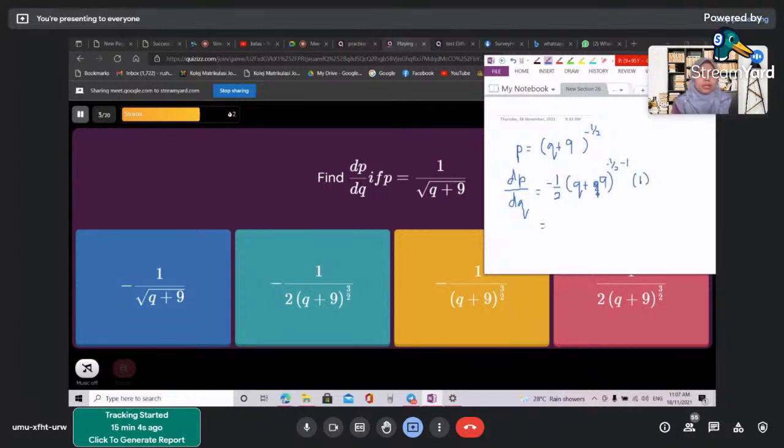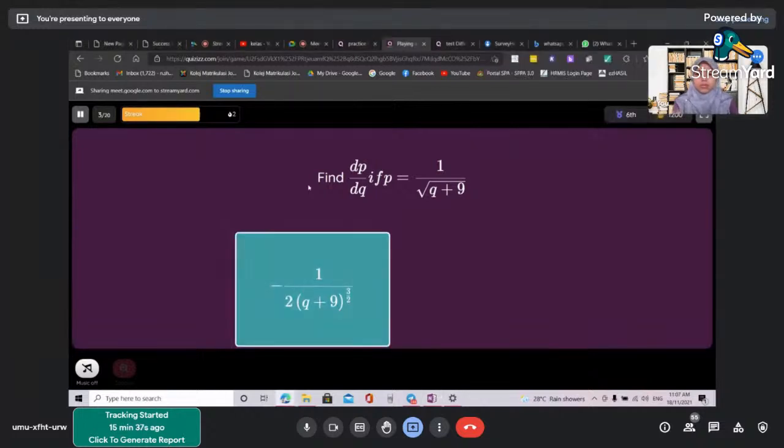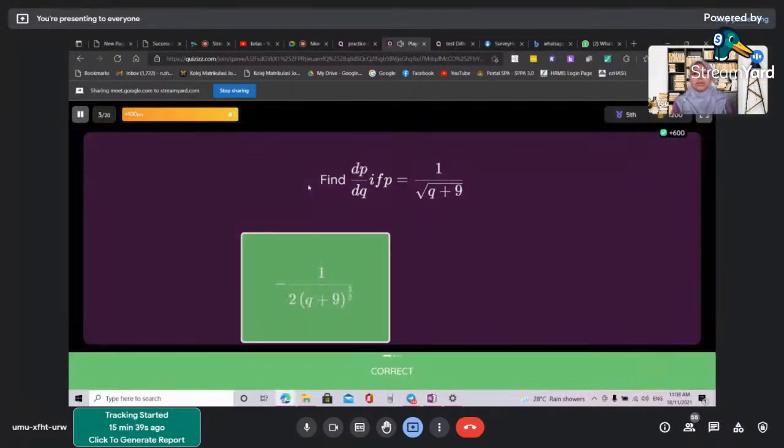Okay, then you can simplify. So q plus 9 you can bring down. The power originally is negative 3 over 2, so if we bring it down, the negative becomes positive. So the answer should be the second one. Okay, the second one.